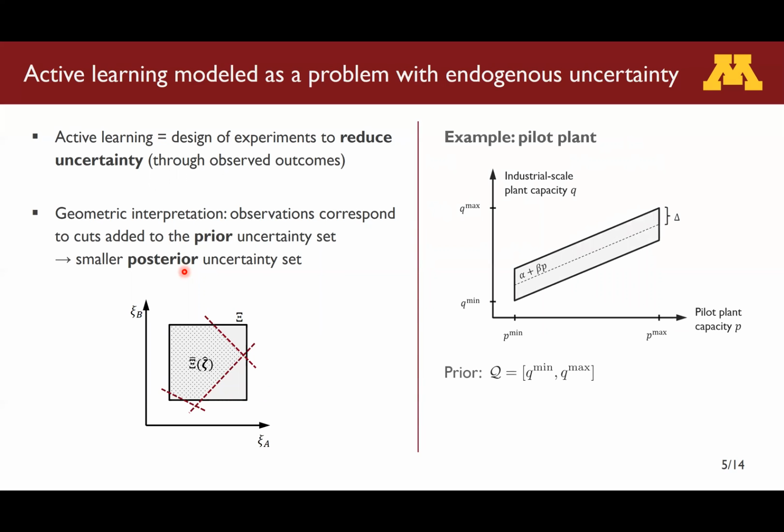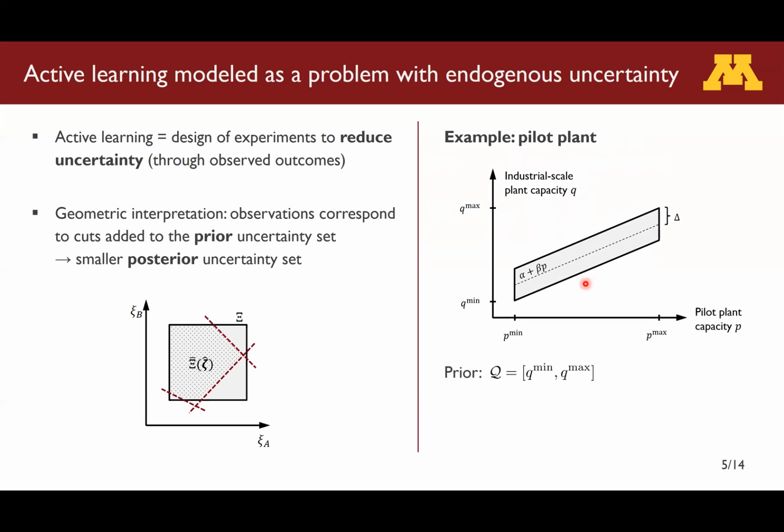So here's an example of a problem where we want to build an industrial scale plant, but Q, the capacity of that industrial scale plant once it's built, is uncertain. However, we can build a smaller pilot plant whose capacity is also uncertain at this point, but once we observe it, it will give us a better idea of what capacity to expect for that big industrial scale plant.